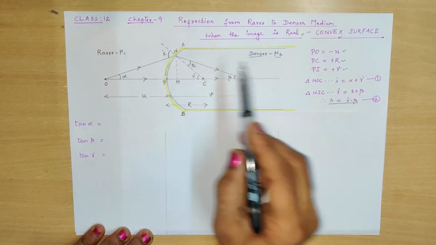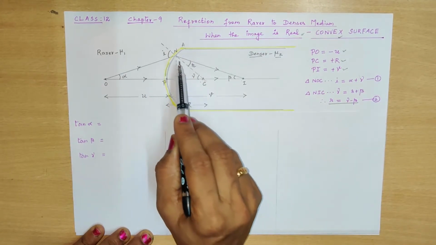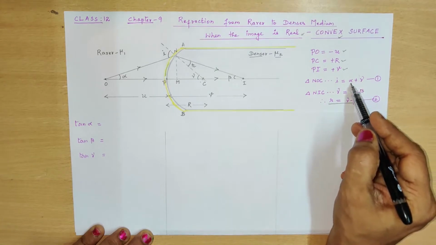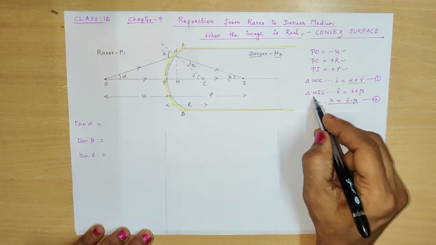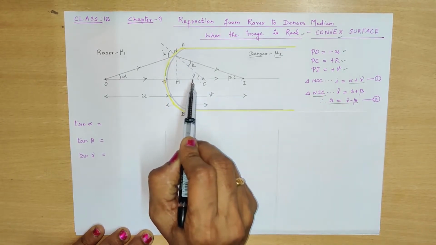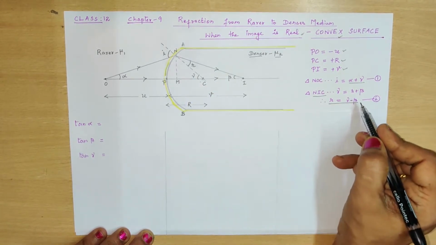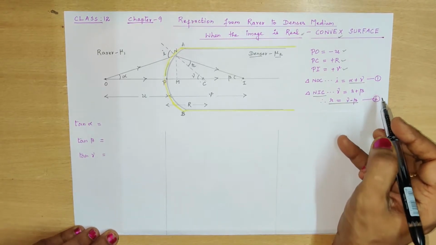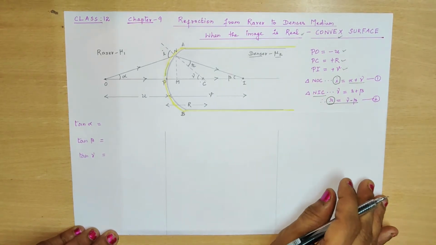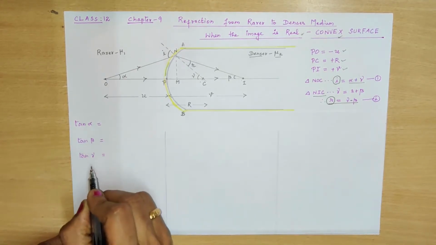With respect to the triangle NOC, with respect to the center of curvature, we have to find what is angle i. That is the sum of alpha and gamma. So alpha plus gamma we have written. Similarly, for triangle NIC, gamma is equal to r plus beta, and therefore r is equal to gamma minus beta. So here we have equations 1 and 2 written for i and r, which are very important for substituting in Snell's law for refraction.